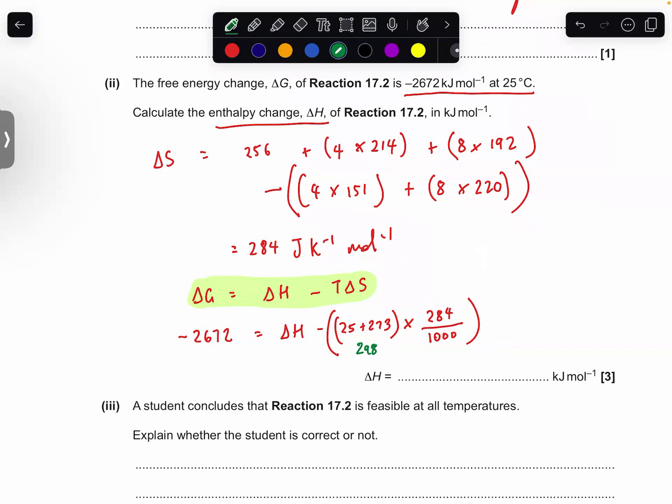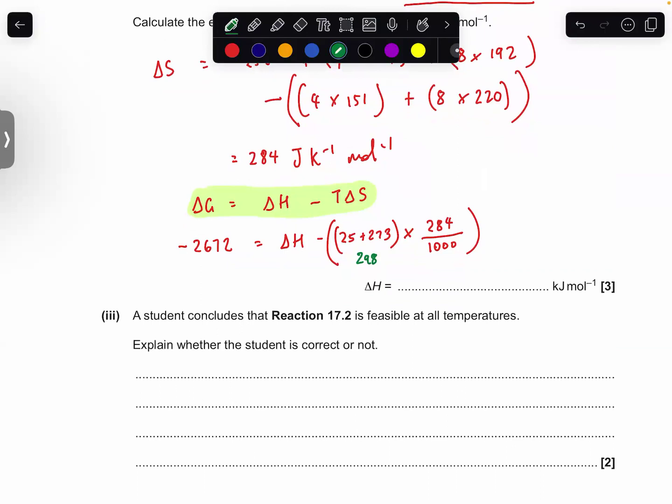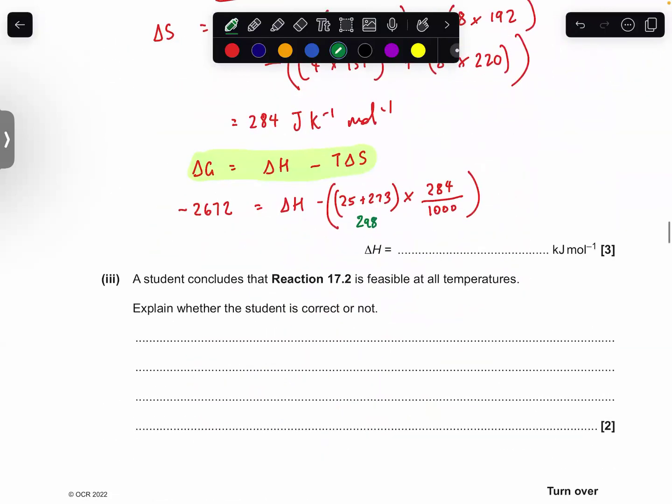Let's work this out. Minus 2672 plus the 298 times 0.284. Delta H is equal to, they want the answer to how many, we can give it to the nearest whole number. So we'll give that as minus 2587.